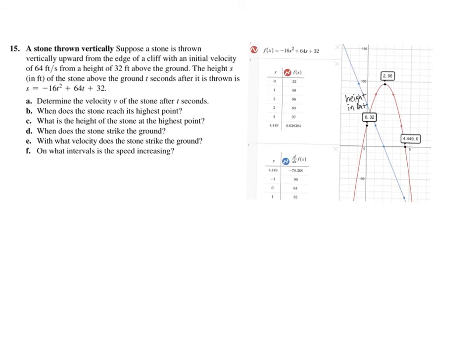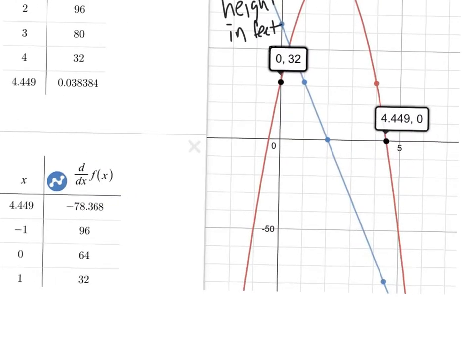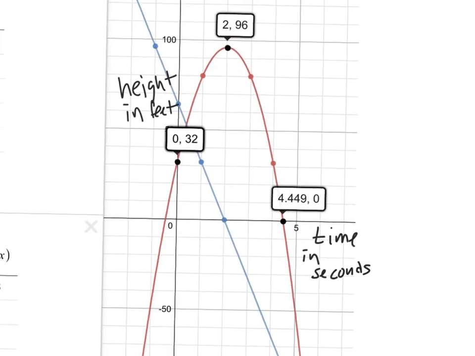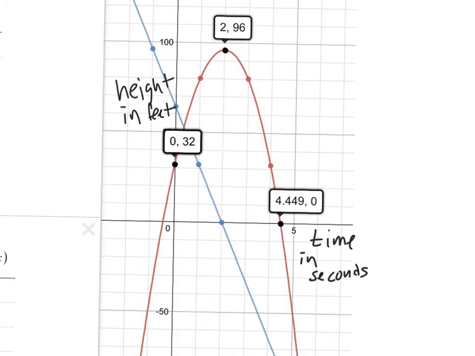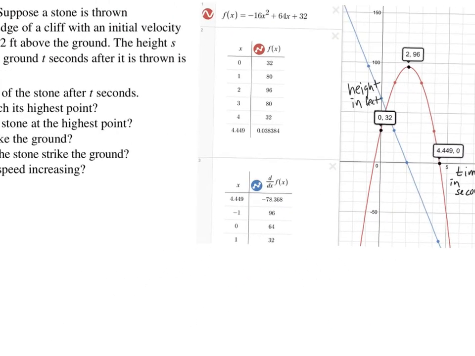Okay, as we read this, it says the height s in feet of the stone above the ground, t seconds after it is thrown, is this function s. Okay, so my x-axis is t, is time, in seconds. So I'm going to label this axis as time in seconds, okay? And so it's important, guys, that's the big thing about this, is actually labeling your axes and knowing what the situation is, okay? That will help when we're trying to answer other questions about velocity and acceleration and stuff like that.